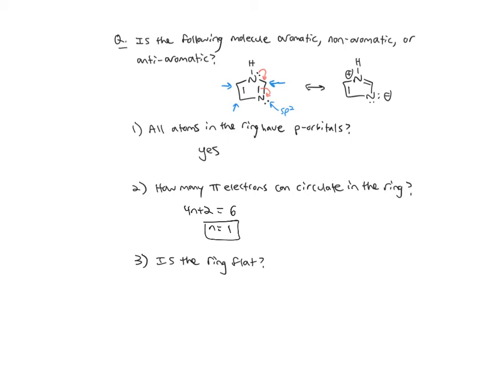And then we ask, is the ring flat? We see that it's a 5-membered ring, and we've already said that all of those atoms are sp2 hybridized, and so yeah, the ring has to be flat. So all the rules end up being satisfied, so this molecule is aromatic.